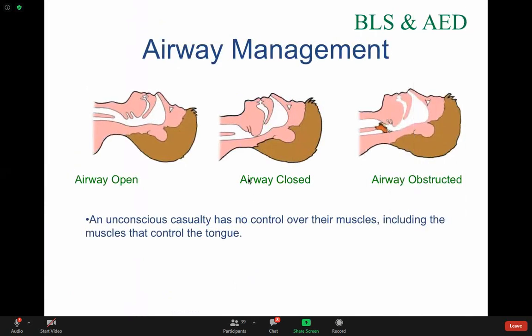Airway management. So you can see here an unconscious victim. Here the airway is closed and you can see the mouth musculature and soft tissue is blocking the airway. But here, if you do the head tilt, chin lift, the airway will be open, okay? And here the airway is obstructed with a piece of a foreign body, and this will obstruct the airway. This basically you will need to do an intervention to open it, okay?